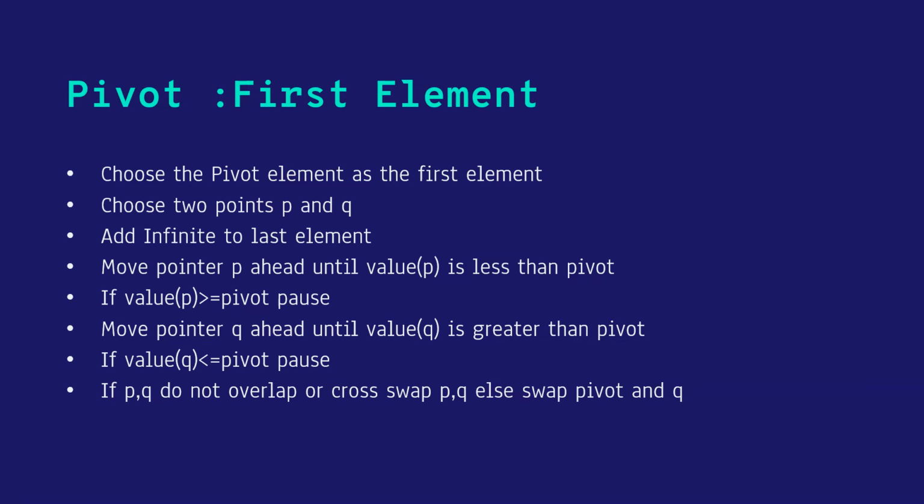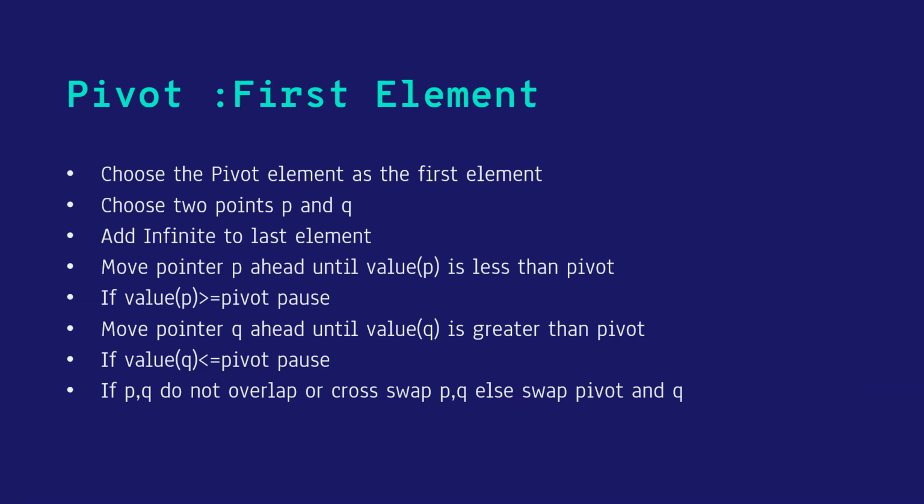Then next, move pointer q ahead until the value of q is less than or equal to the pivot. We need to move pointer q ahead while the value of q is greater than the pivot. If the value of q is less than the pivot, we need to pause. Another important thing is that p and q move in opposite directions. p moves towards the right side and q moves towards the left side.